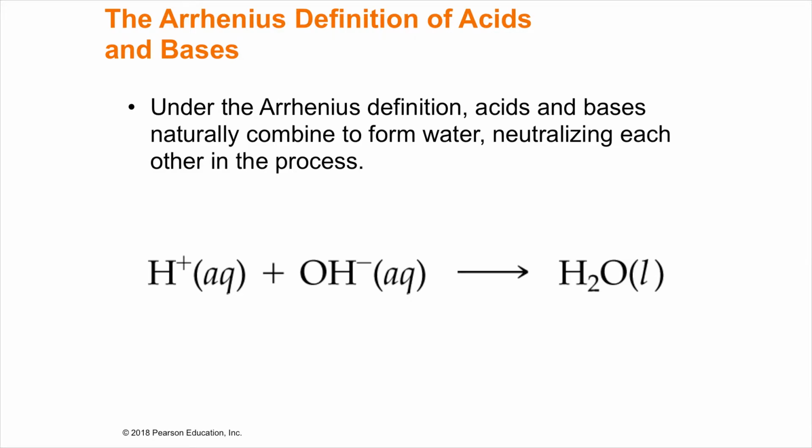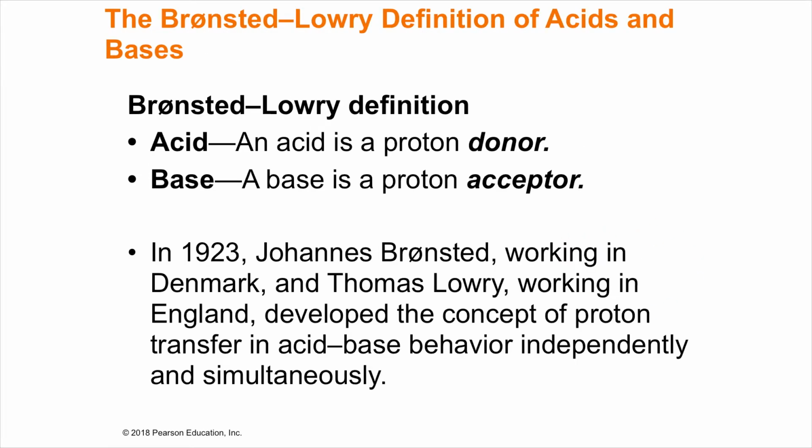One other aspect of Arrhenius acids is that when an Arrhenius acid reacts with an Arrhenius base, water is always a product. So we have here the hydrogen ion that is indicative of an Arrhenius acid, and hydroxide ion, which is indicative of an Arrhenius base. And so when you have that acid-base reaction, water is always a product.